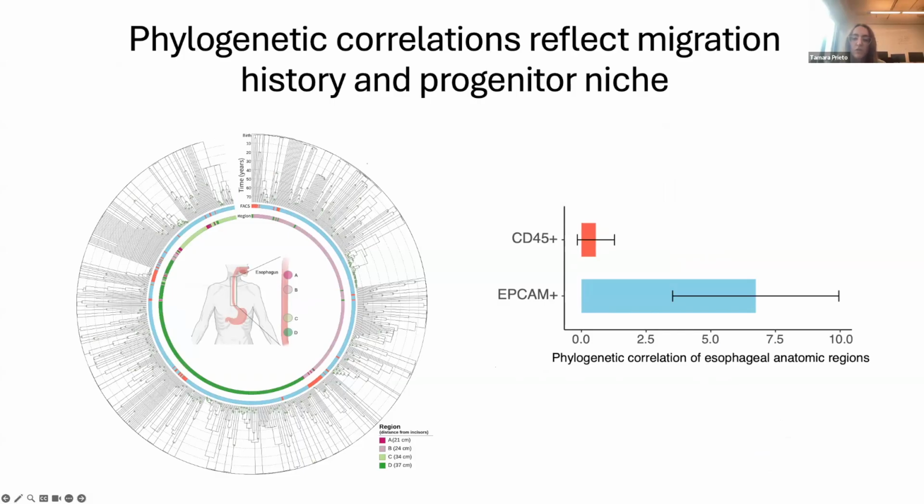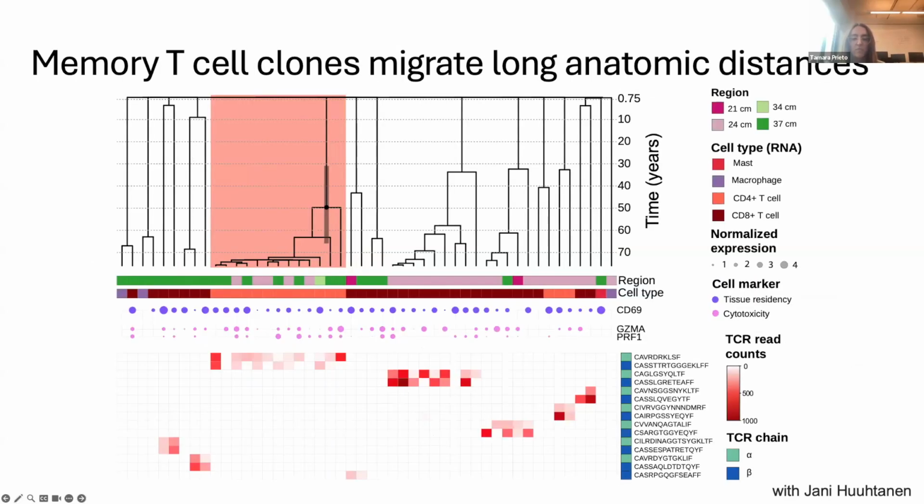And by sampling multiple regions along the esophagus, we can study migration of epithelial and immune cells. So high phylogenetic correlation means nearby cells are closely related, so little migration, while low correlation means more mixing. We found a strong spatial correlation for epithelial cells, but much lower for immune. And this matches their biology, as epithelial cells arise locally from tissue progenitors and are spatially constrained, whereas immune cells are motile and constantly replenished from the hematopoietic stem cells in the bone marrow.